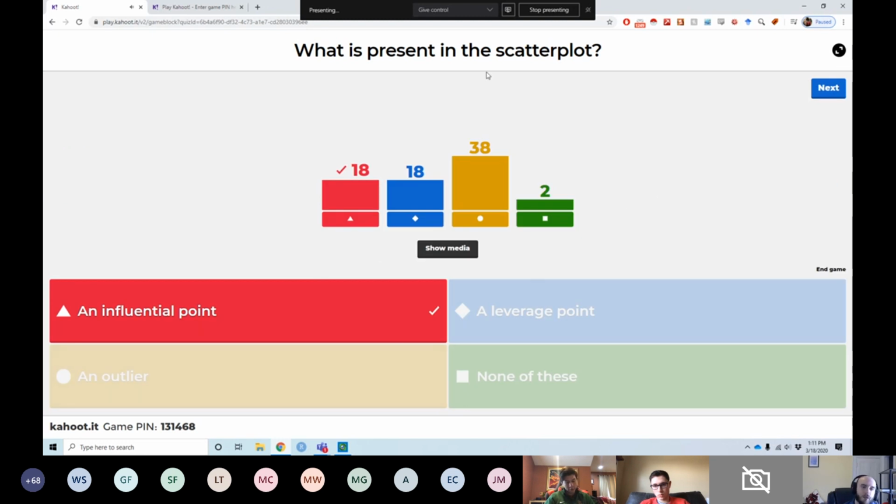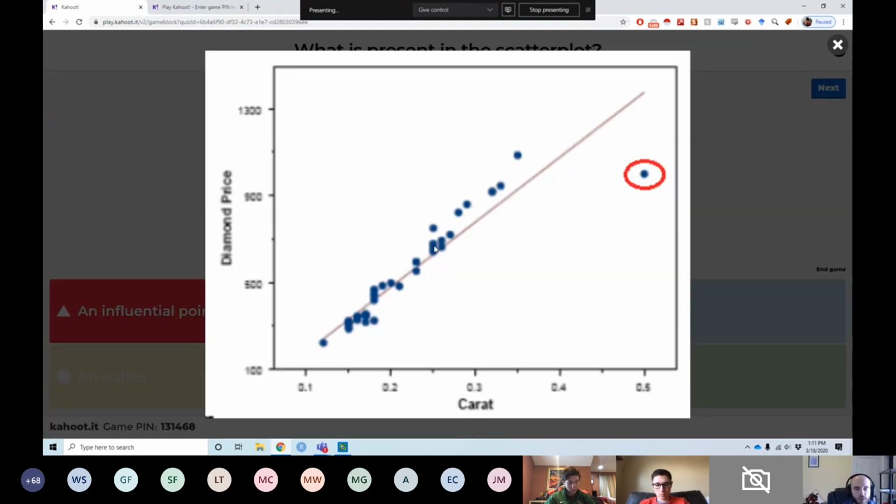So I probably should have put what's the best way to describe the circle dot, maybe as the question. And how you can determine if something's influential is it's both a leverage point because it's far away from the middle, and it's a pretty large amount of carats, and it's a pretty large outlier.